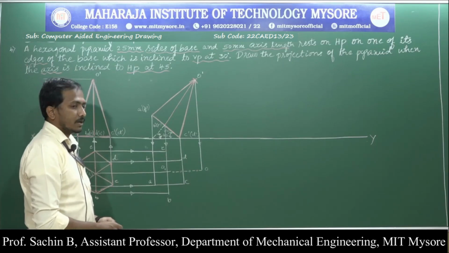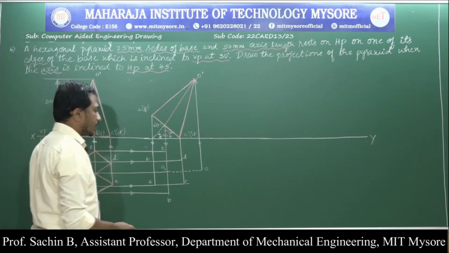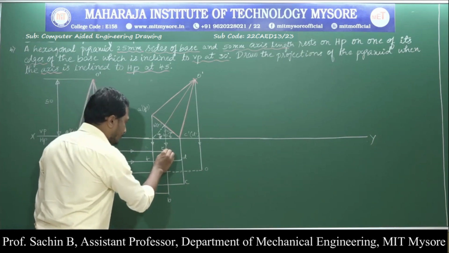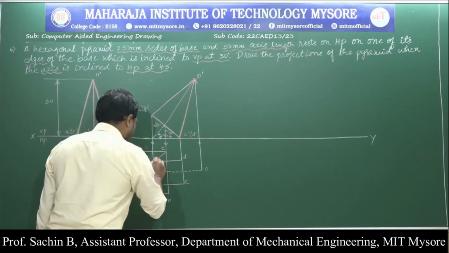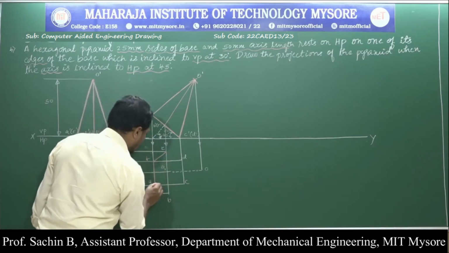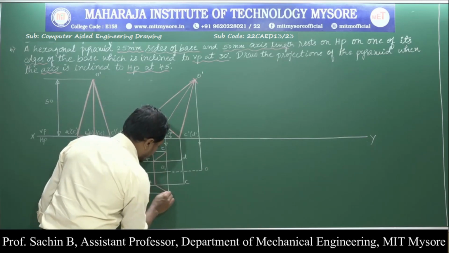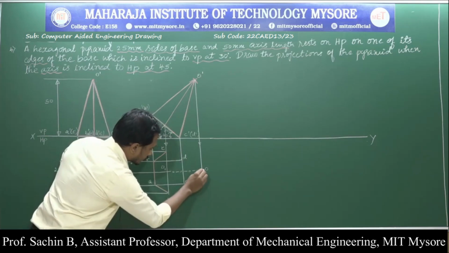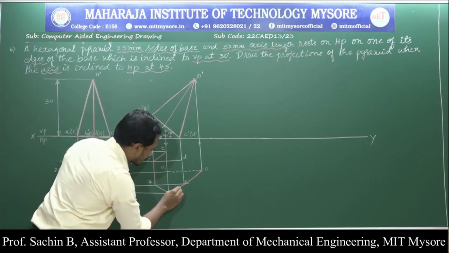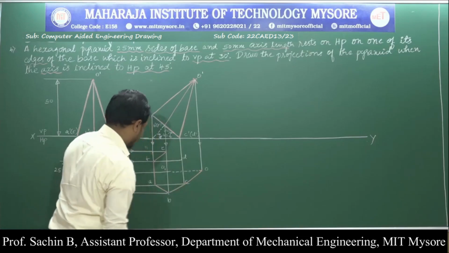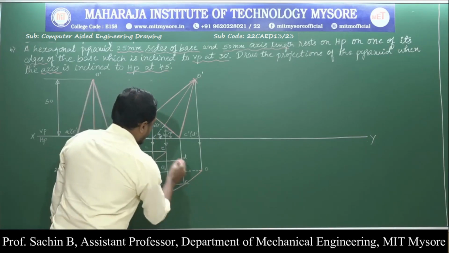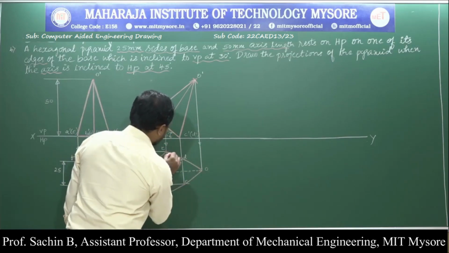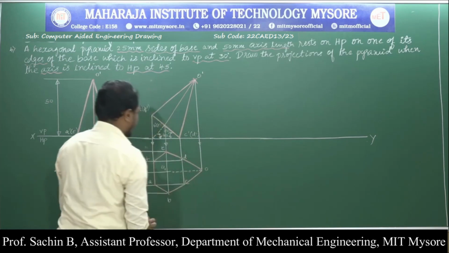Based on that, the first condition is the outermost edges are visible. According to it, I am going to start from E to F, F to A, next A to B, then from O to B, and next is about O to E. This is my outermost edge.